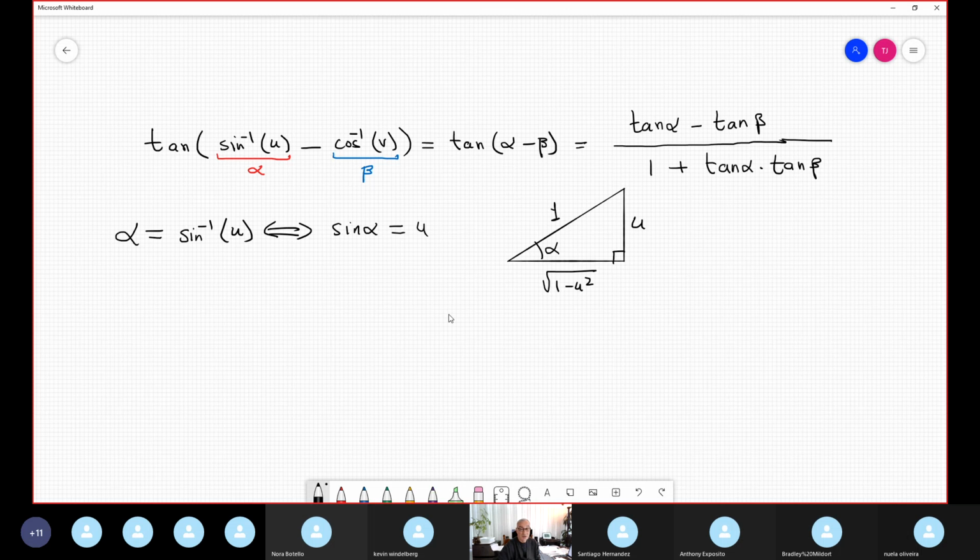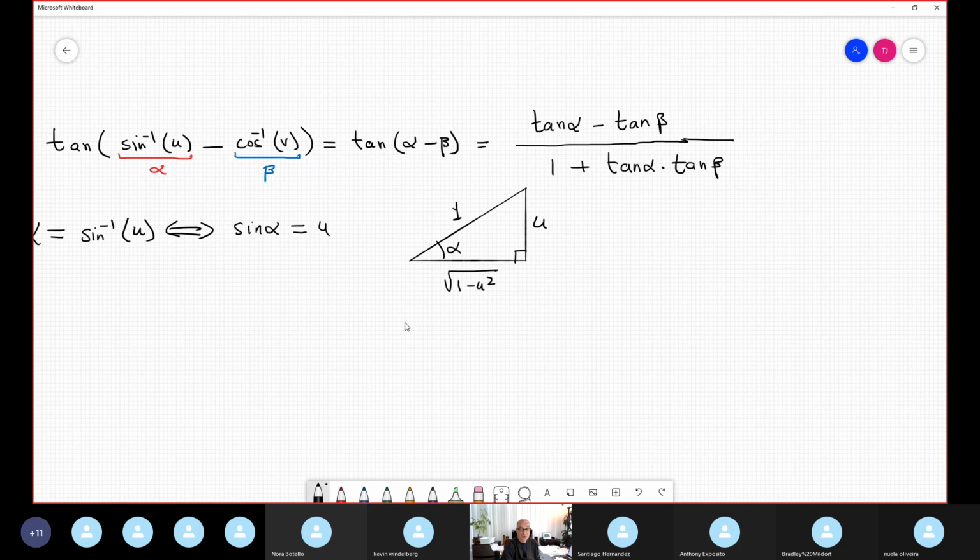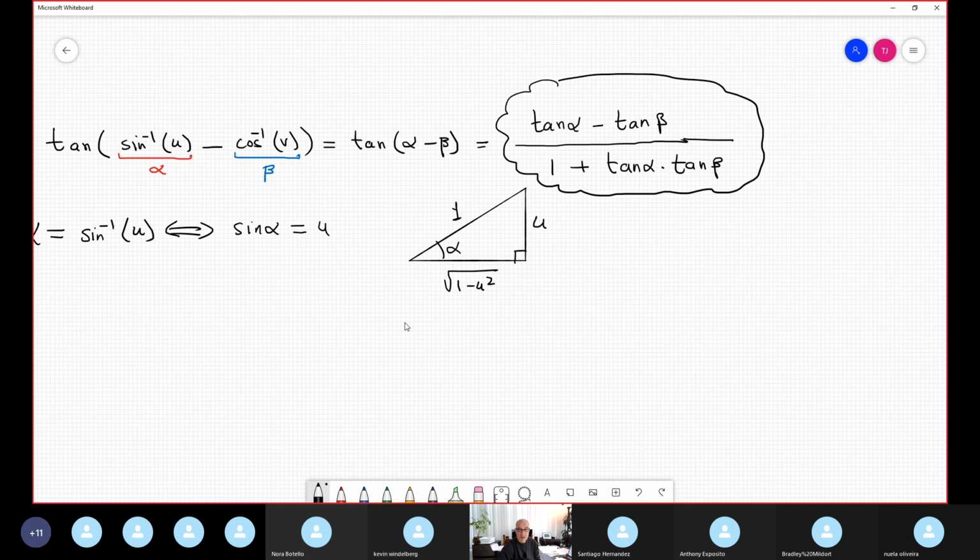Okay, but I need tangent. Our expression contains tangent, but no problem. Tangent alpha is the ratio between opposite and adjacent. Entonces, u over square root 1 minus u squared. For a moment, leave it like that. After, if you want to rationalize something, but leave it like that for a moment.